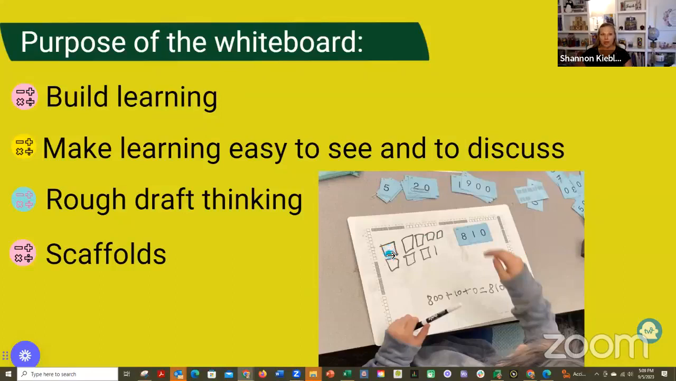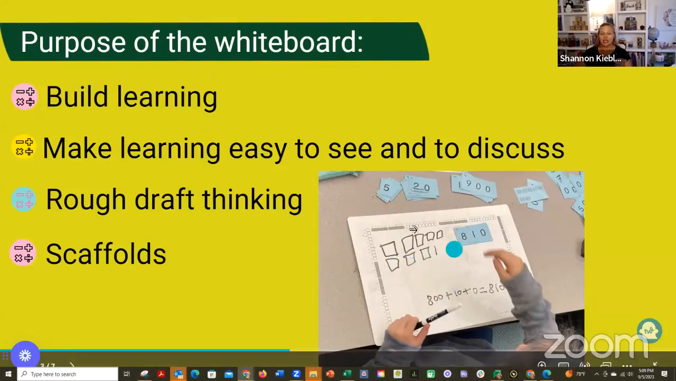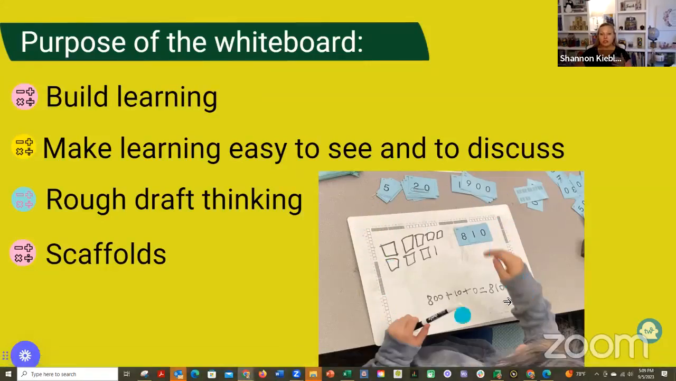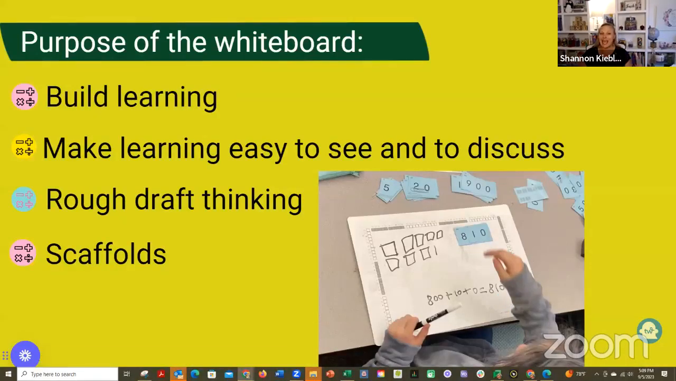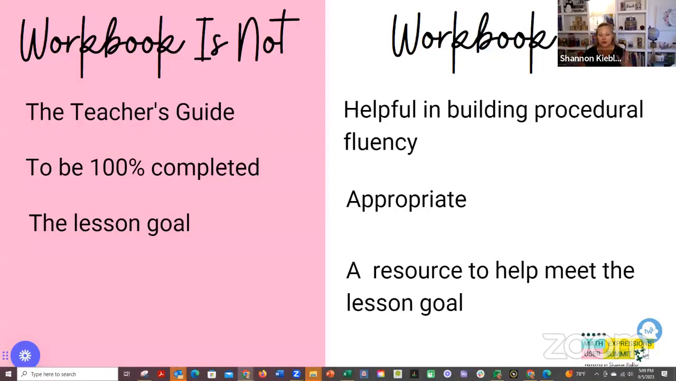But the whiteboard is meant to build the learning. Okay, it's meant to make learning easy to see and to discuss. It includes rough draft thinking and it provides scaffolds. So we went over that last week, all the different things that are on the board and how it scaffolds learning for kids. So that's why we use the whiteboard to build the learning. And then I say the workbook is more to anchor the learning. Okay, so here's some things to know.